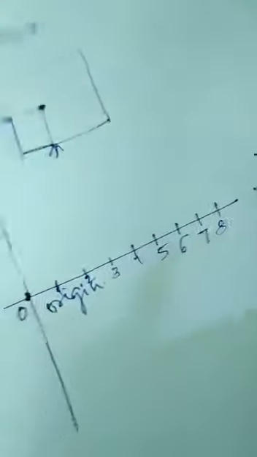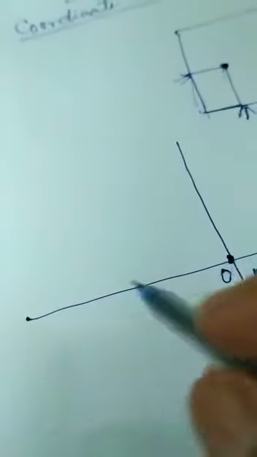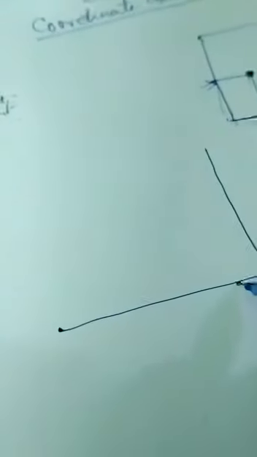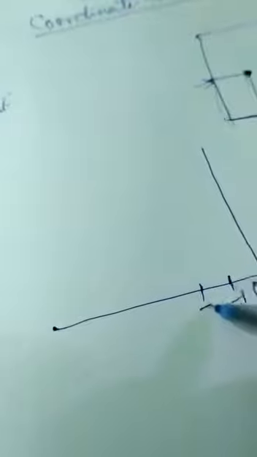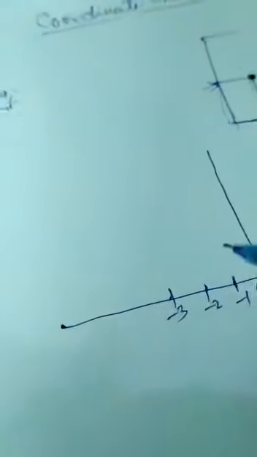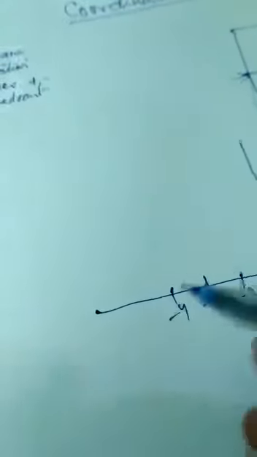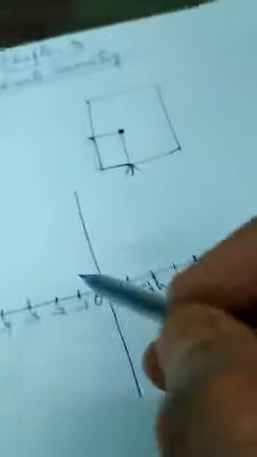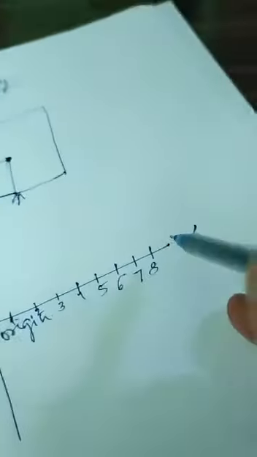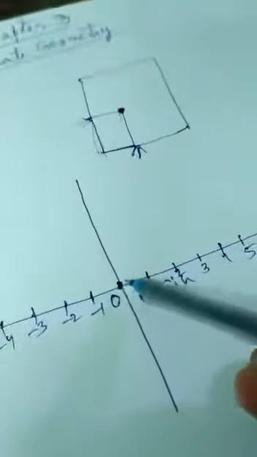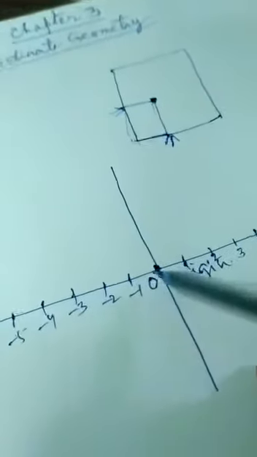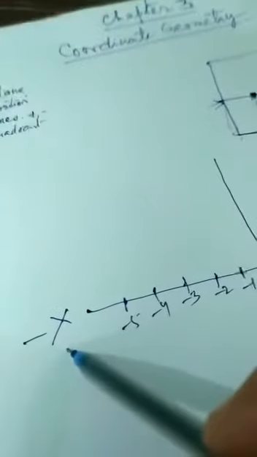This is your x-axis. And on the left-hand side from the origin, -1, -2, -3, -4, -5, and so on. This is your negative x-axis. So this horizontal line is known as the x-axis. From the origin, the right-hand side is positive, and from the origin, the left-hand side is negative.